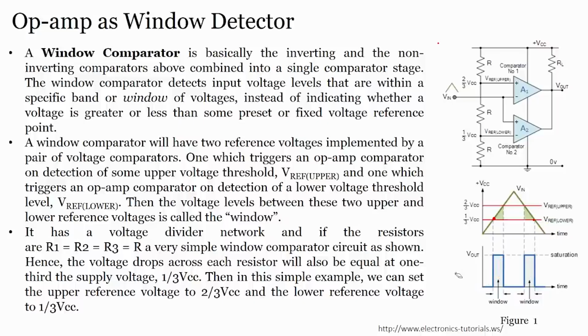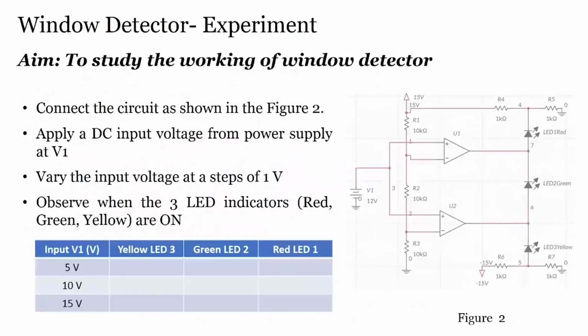So, let us see, in this particular case, if I want to design a window detector, how can I design it? How will you know whether the output is on, low or high? Here we have created an LED that will give us the indication of this window. So, connect the circuit as shown in figure 2. Okay, we will connect the circuit like this.